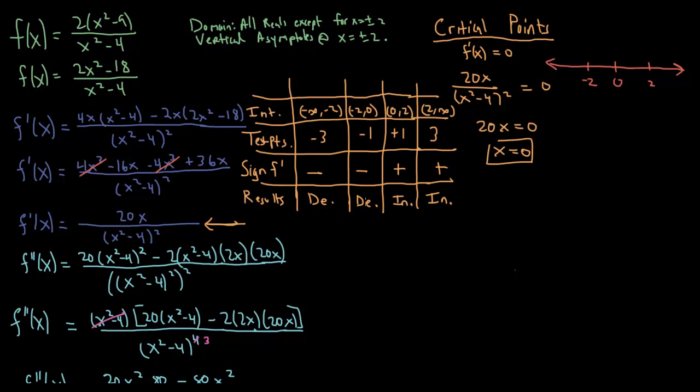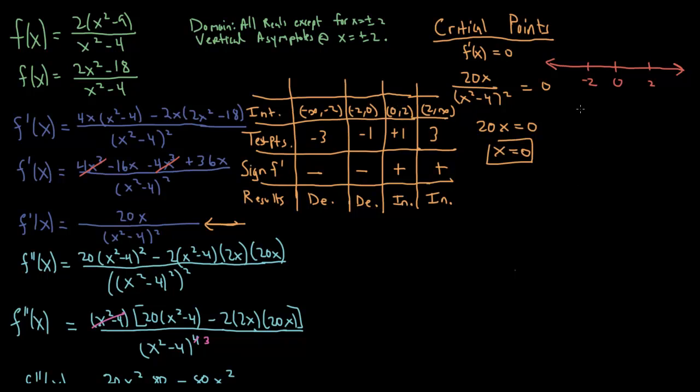Okay? Now, remember, when you are looking for maximums and minimums, they have to occur at critical points. So we're only considering where we change from decreasing to increasing, or vice versa, and that has to happen at a critical point. And notice, we're changing from decreasing to increasing at a critical point of 0, our only critical point.